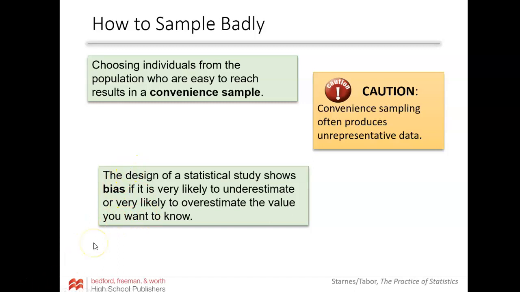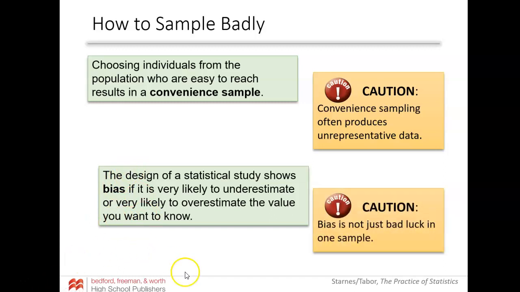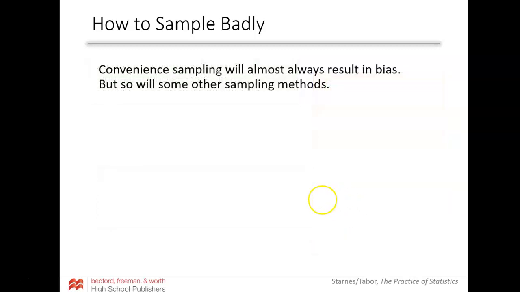So I need to do a better job, is the idea, because we're going to have some bias in our results. So bias is not just bad luck from one sample. It's just you've done a bad job, and we want to avoid bias whenever possible.